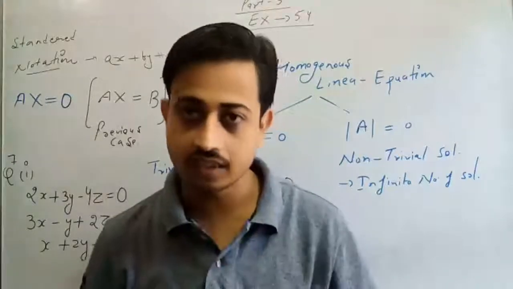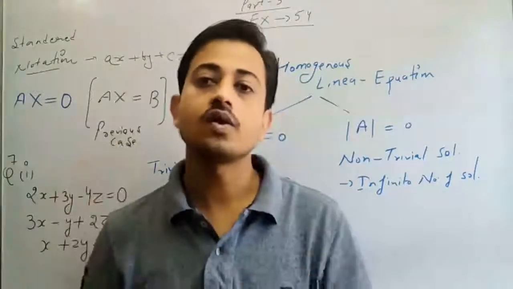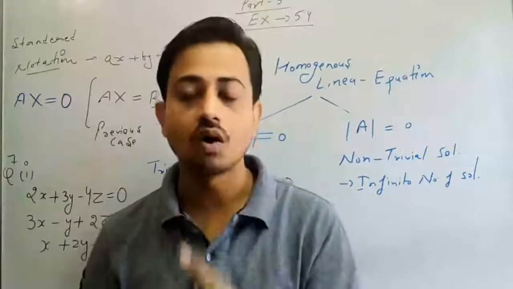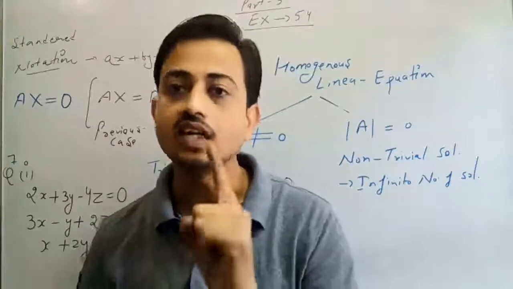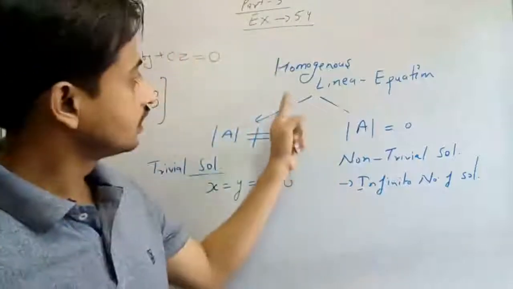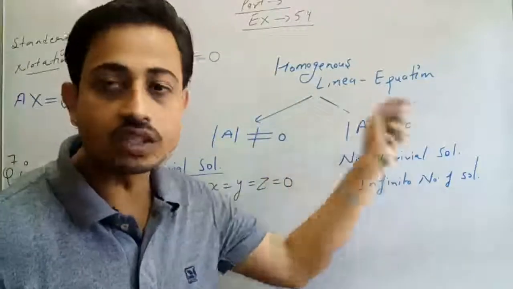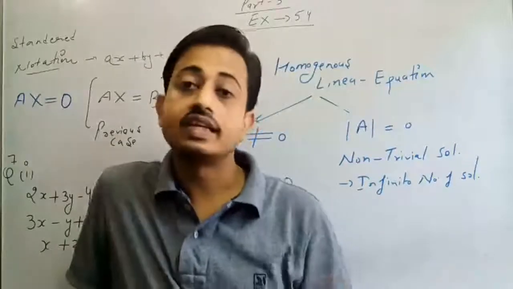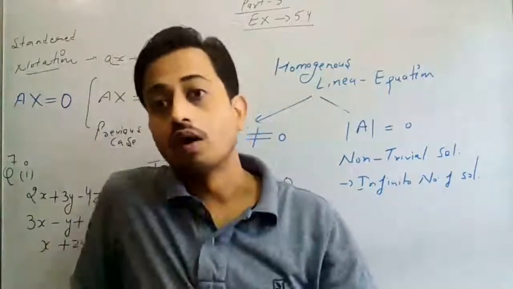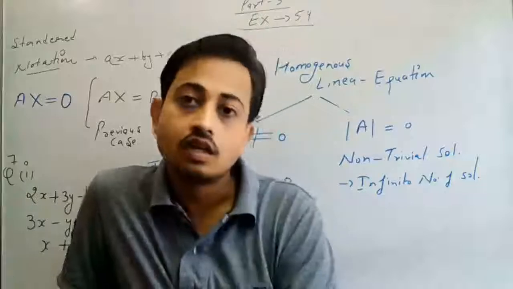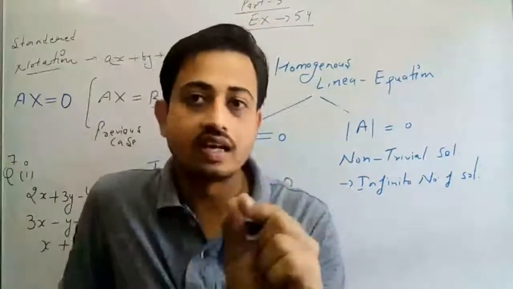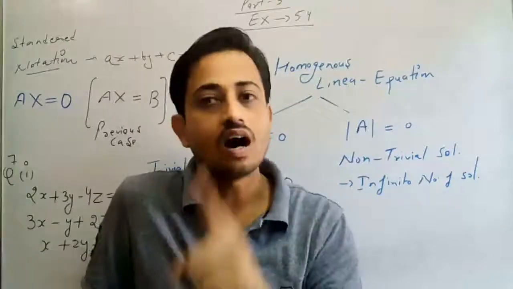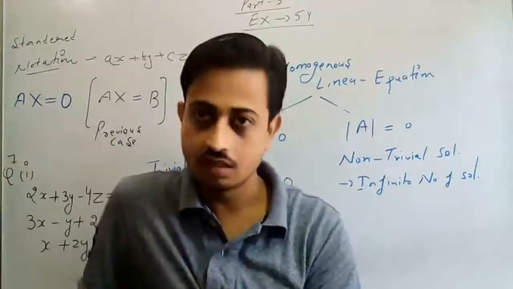What are the conditions? So today I am going to take our next type of question, which is based on homogeneous linear equations. So please make a note here. Homogeneous linear equations. Linear equations you already know. The degree of the variable is 1. And what is a homogeneous linear equation? In this, if all terms have the same degree, then that equation is called a homogeneous equation.